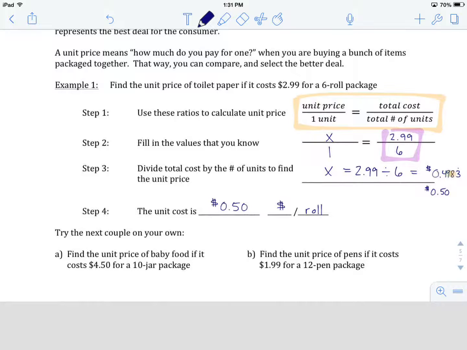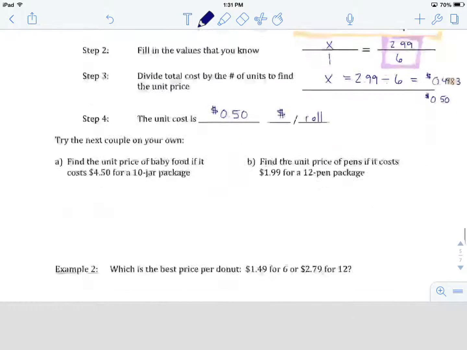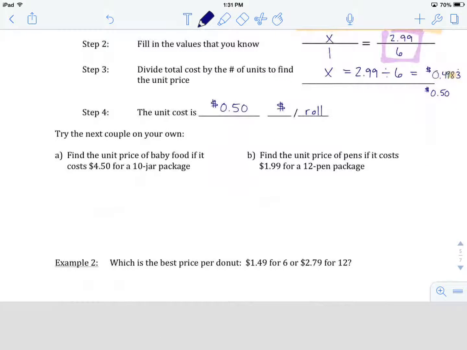Let's try A again together. We'll go through the steps again, and then you guys can try B on your own. So A says, find the unit price of baby food if it costs $4.50 for a 10-jar package.